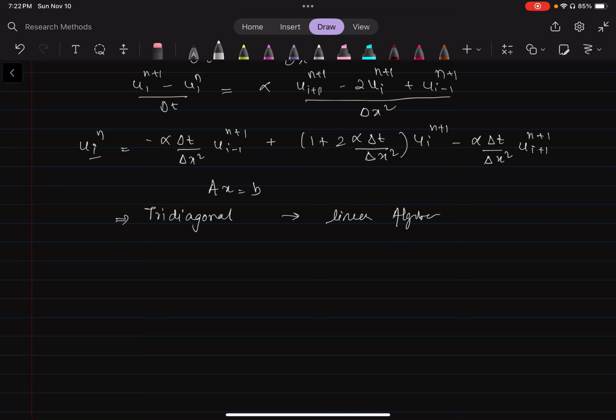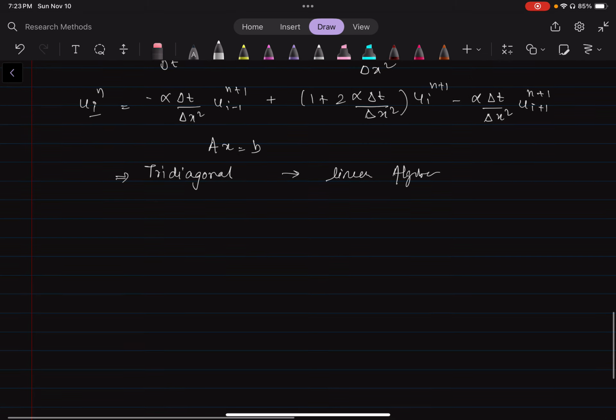So this is of tridiagonal nature, and then further this can be solved using some linear algebra methods. So some linear solvers can be used to find the variable solution at all the points. So the pro of this particular method is that this is unconditionally stable. So you can use however large time steps you want, but the solution will still be stable.